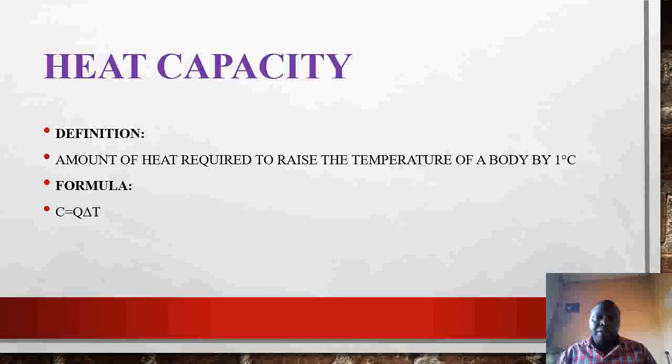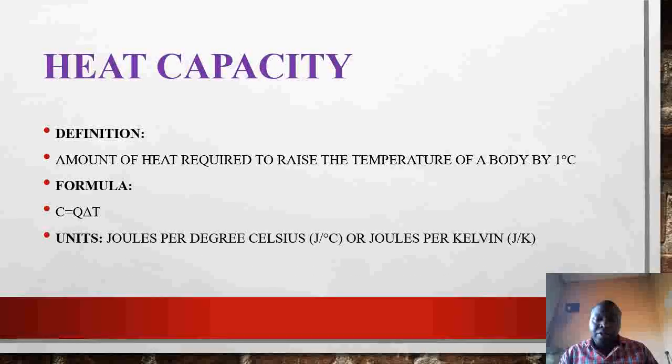The formula for heat capacity is denoted by the letter C, which is equal to the amount of heat, or the quantity of heat, divided by the change in temperature. This Q is the amount of heat, and this is delta T, which is the change in temperature as the temperature changes from one value to the other. Units of heat capacity is joules per degree Celsius or joules per Kelvin. That's what we have here, joules per Kelvin.